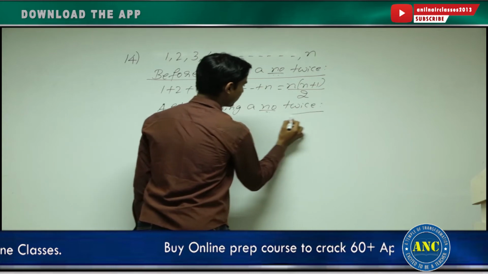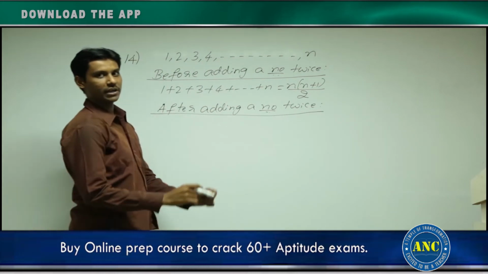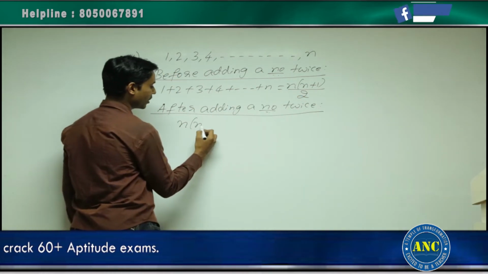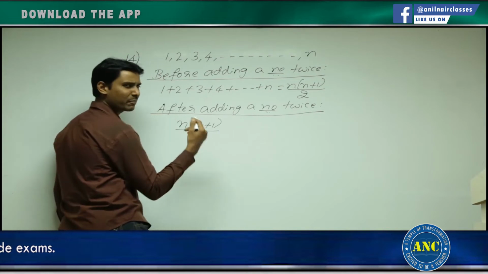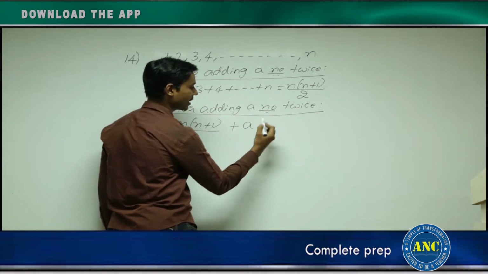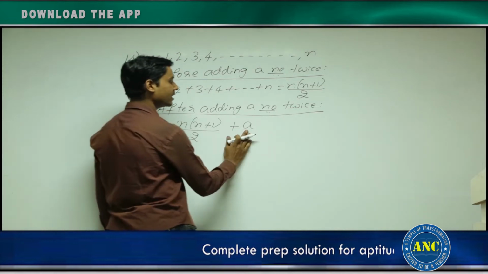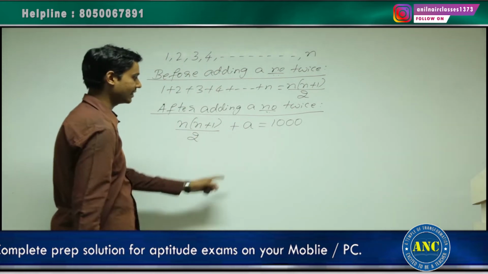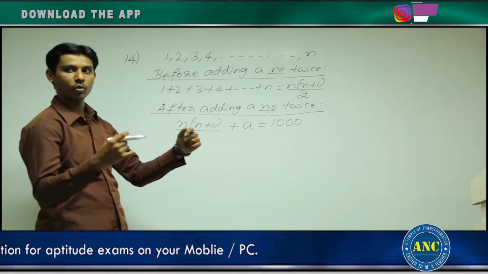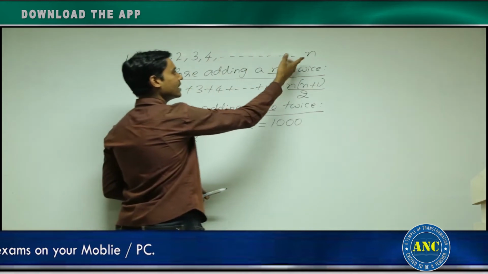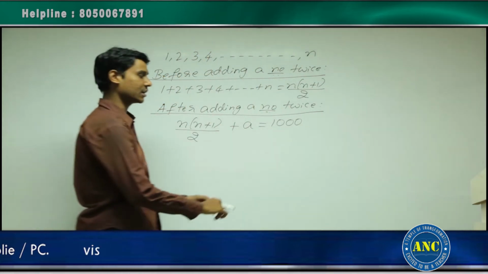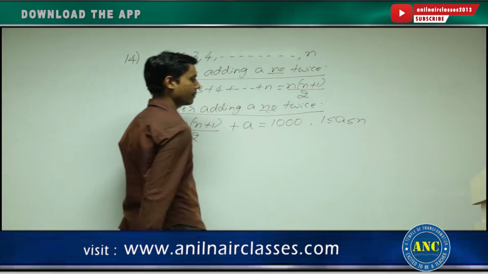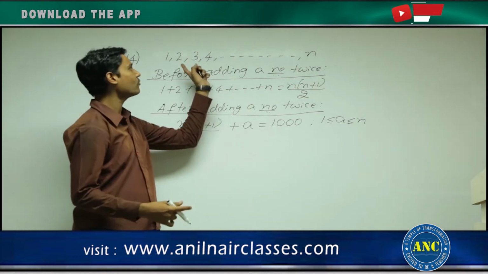Now, after adding a number twice, earlier the sum you were getting was n into n plus 1 by 2. You added some number one more time by mistake. Assume that number is called a. Because you added this number a, your sum got 1000. Can I say that the number a, which I am adding one more time, lies between 1 and n? It can be any of these numbers from 1 to n, right? That means a is in the range 1 to n. The number which you are adding twice is nothing but any number from 1 to n, right?